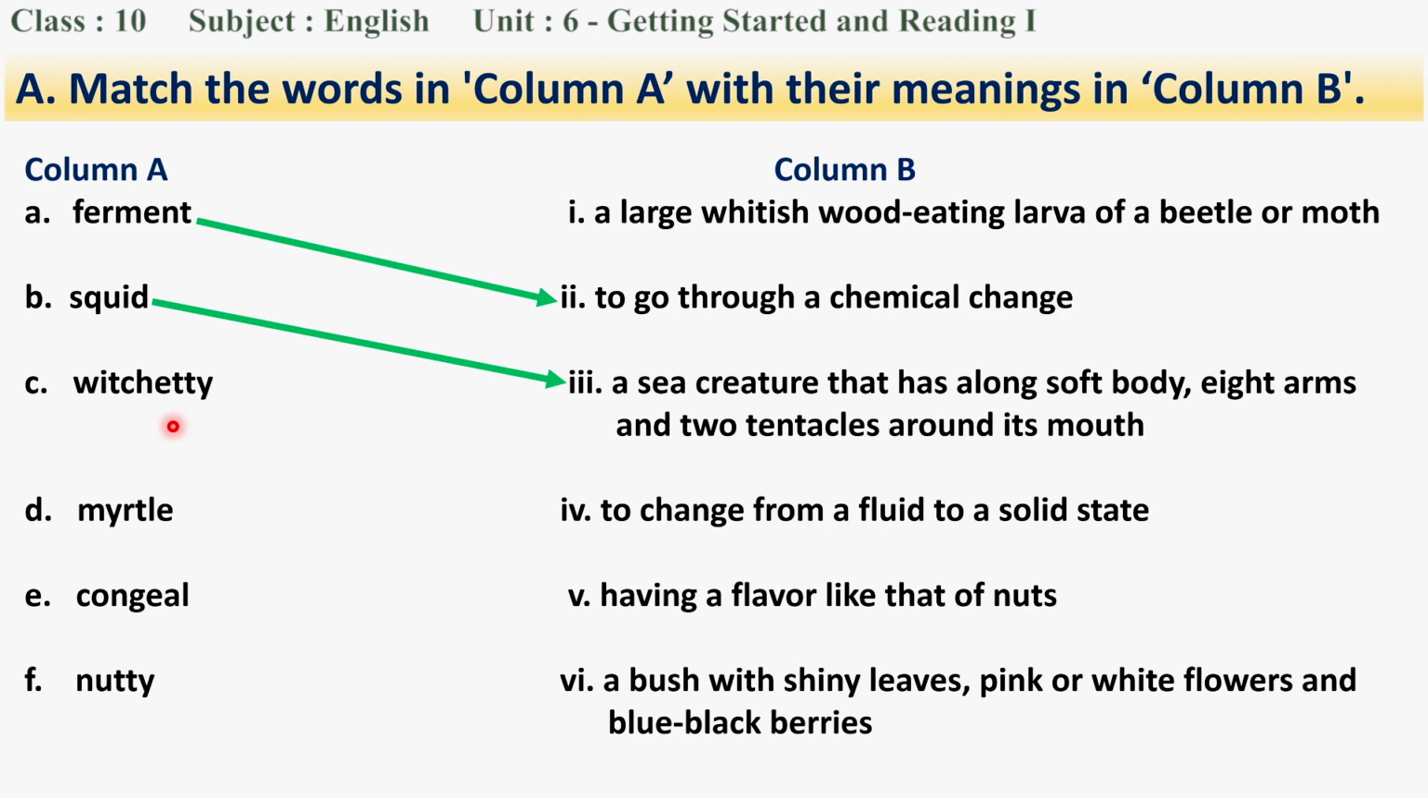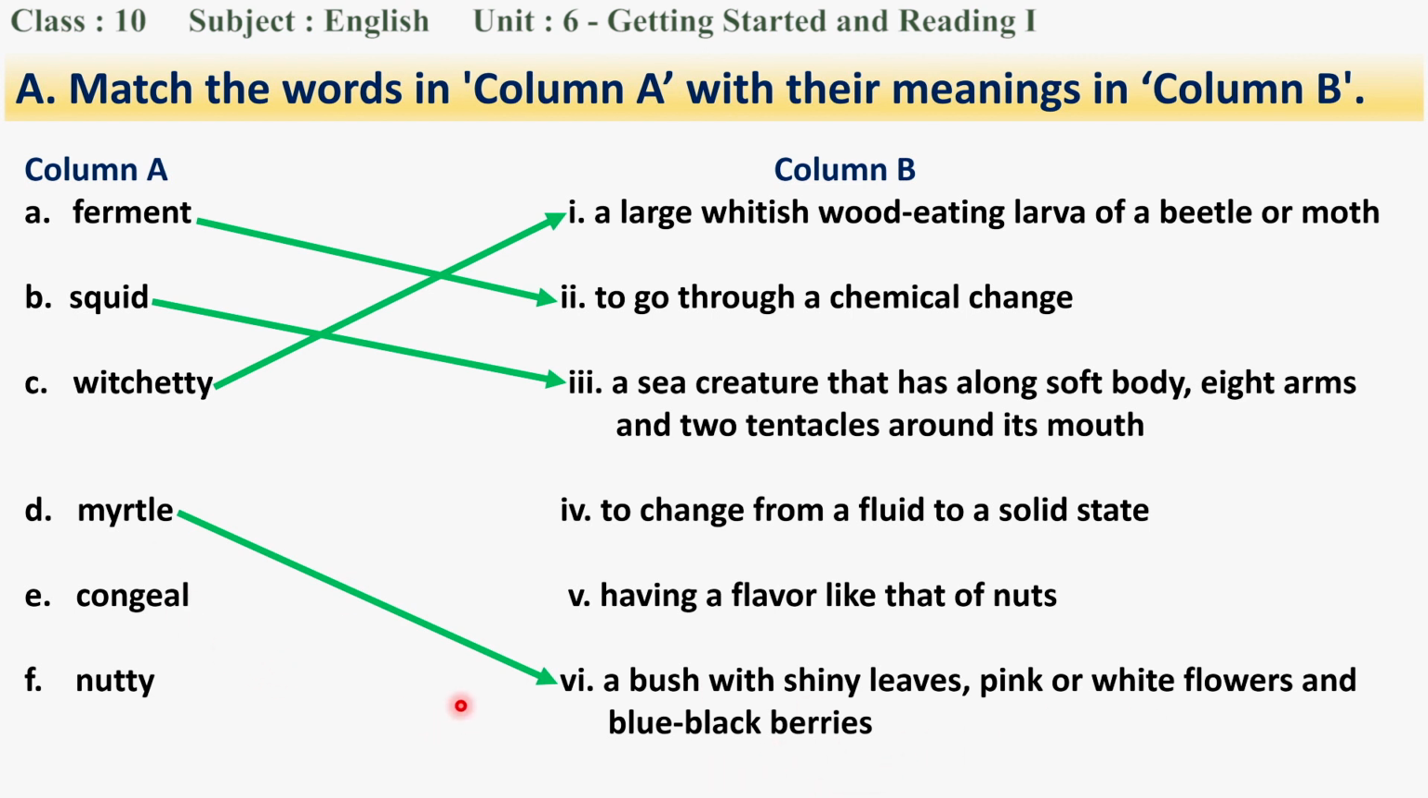Next one we have is vicheti. And what is your meaning for the word vicheti that you have matched with? Okay, let me check once again. Vicheti means a large whitish wood-eating larva of a beetle or moth. Have you done it? Good job. Next one we have is metal. So all of you tell me your meaning for this word that you have matched with. Metal. What is it? Okay, repeat it once again. Metal. Alright, it is a bush with shiny leaves, pink or white flowers and blue-black berries.